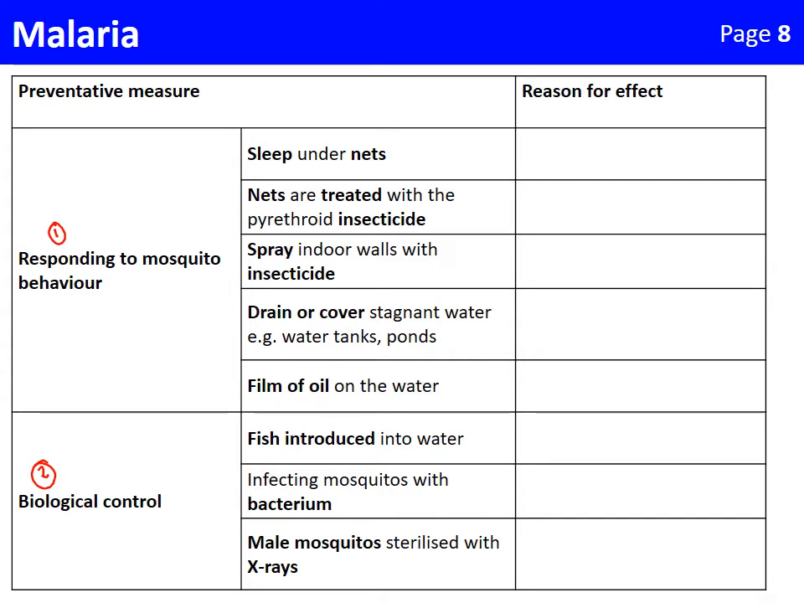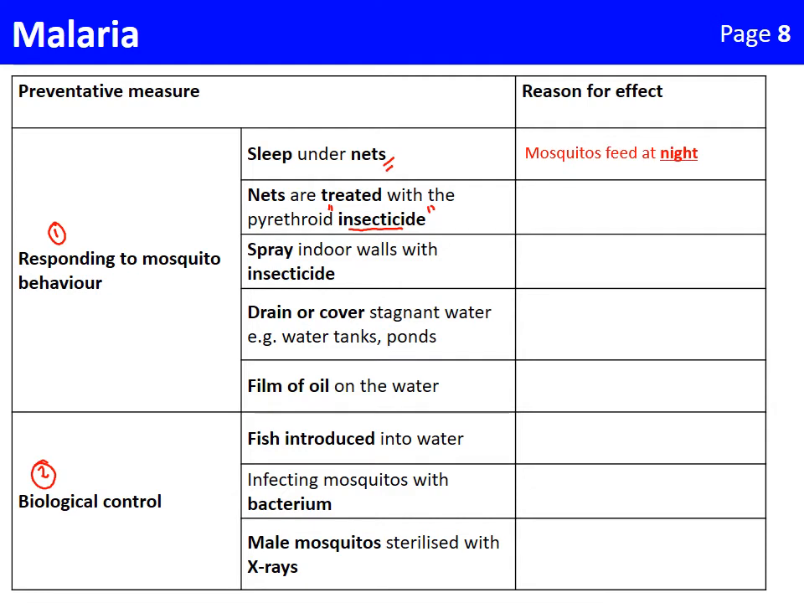So why would a preventative measure be to sleep under nets? Well, we know the adult female mosquitoes feed at night time. So if you sleep at night time, obviously being under nets prevents the mosquitoes getting onto the skin. Quite often we treat the nets with an insecticide. Now here the name gives us a clue as to why we do that. Pyrethroid is an insecticide, and the adult female mosquito is also obviously an insect. So this insecticide kills the adult female mosquito.